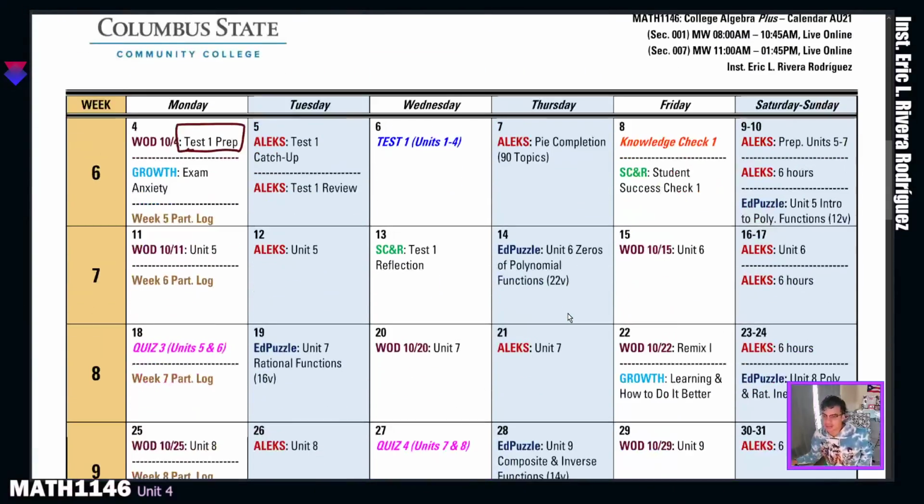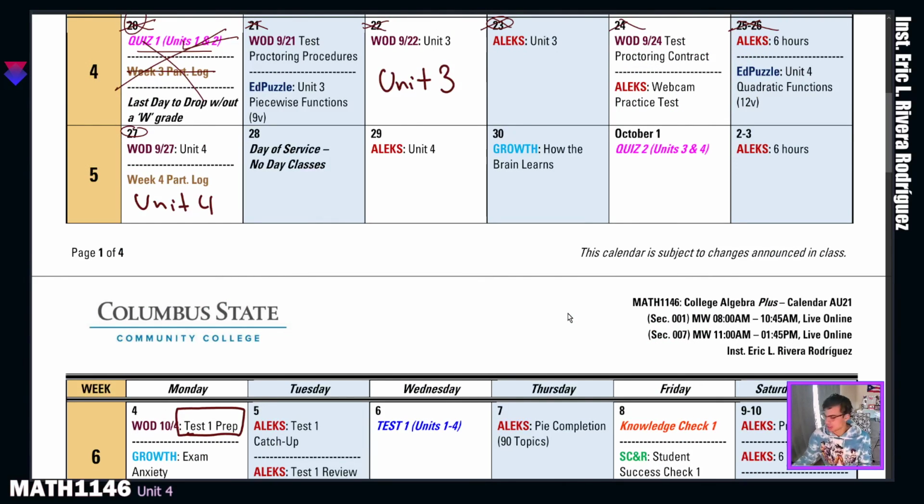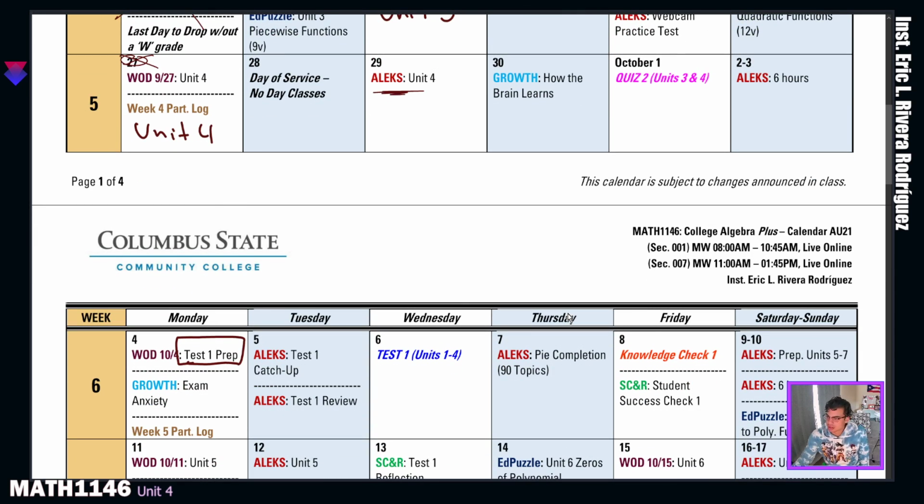Here on the calendar, you are seeing that today is the 27th, right? So we are done with unit number 4. What you are going to see next in Alex after you finish unit number 4 is two assignments. The first one, which is due on Tuesday but you can start working on after you finish unit number 4, is test 1 catch up.